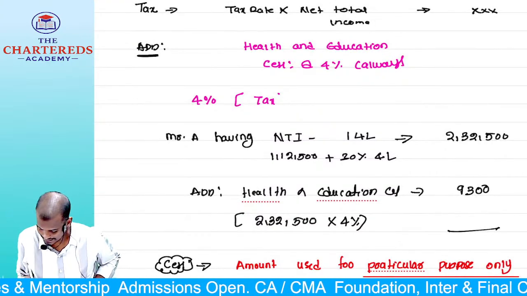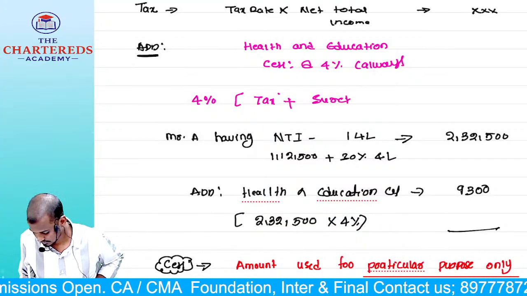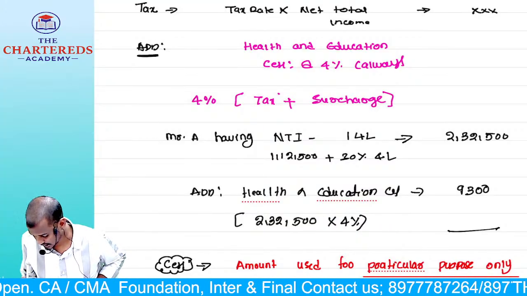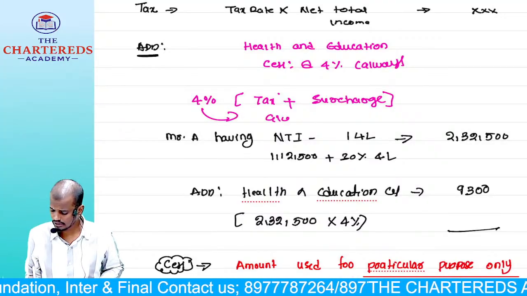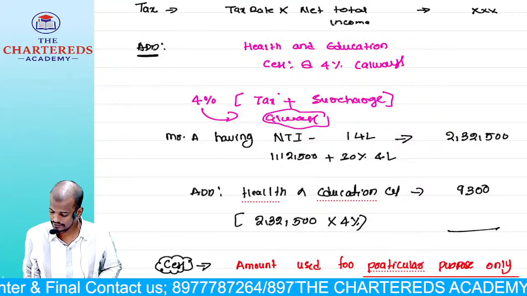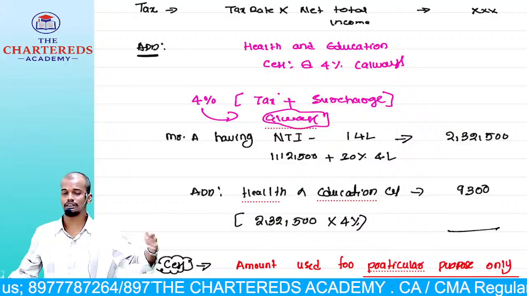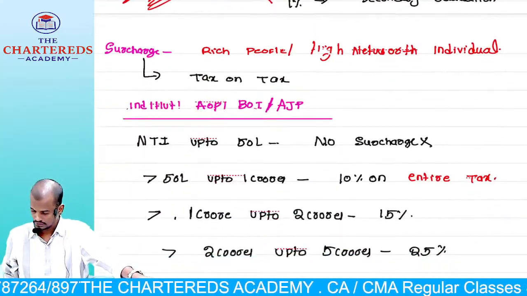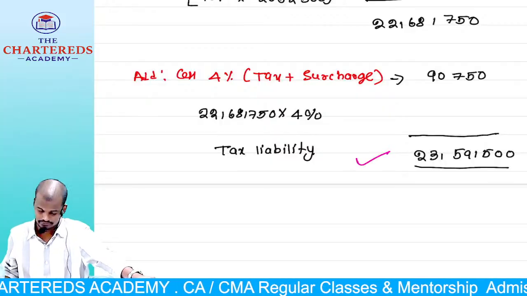Cess is applicable on tax plus surcharge. Any doubt? There is no limit. This is always 4%. Even if the tax is 10 rupees, the cess rate is 4%. That should be always. Any doubt on this point, sir? Okay.